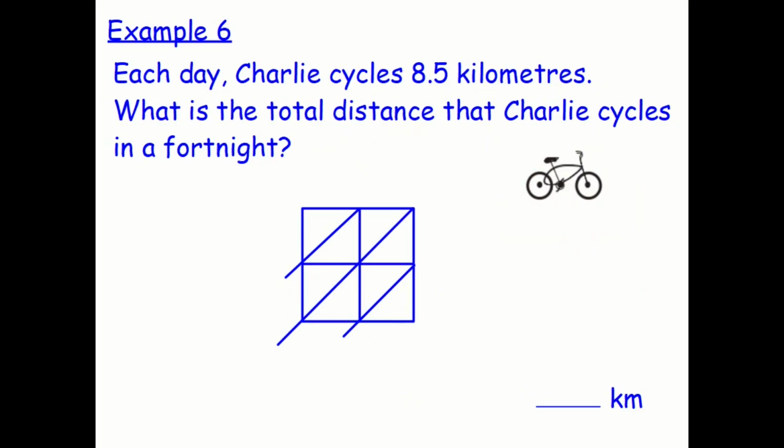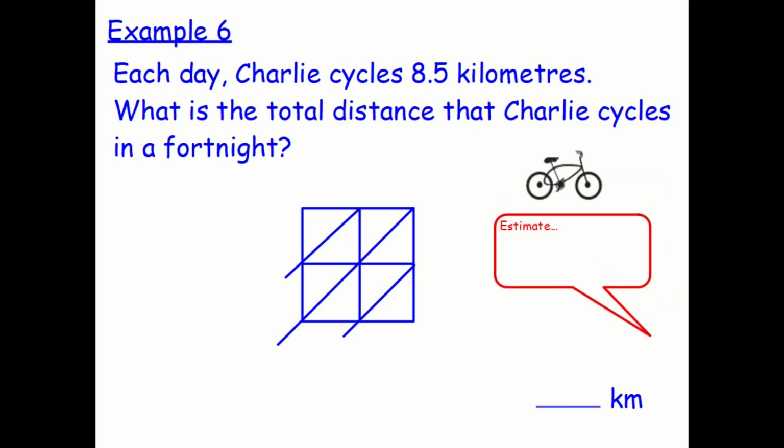Example 6. Each day, Charlie cycles 8.5 kilometres. What is the total distance that Charlie cycles in a fortnight? It's really important that you know that a fortnight is 14 days, also just 2 weeks.